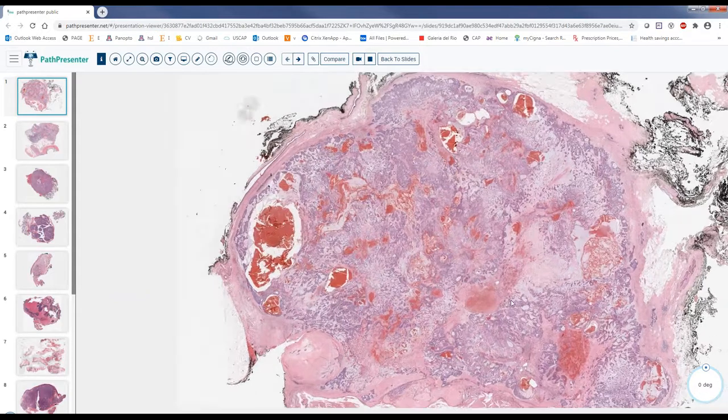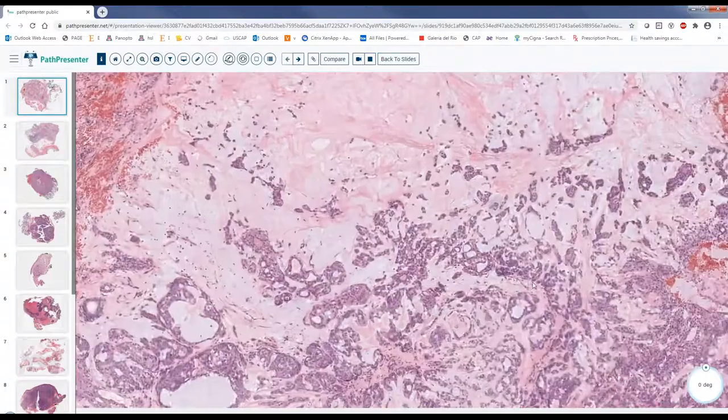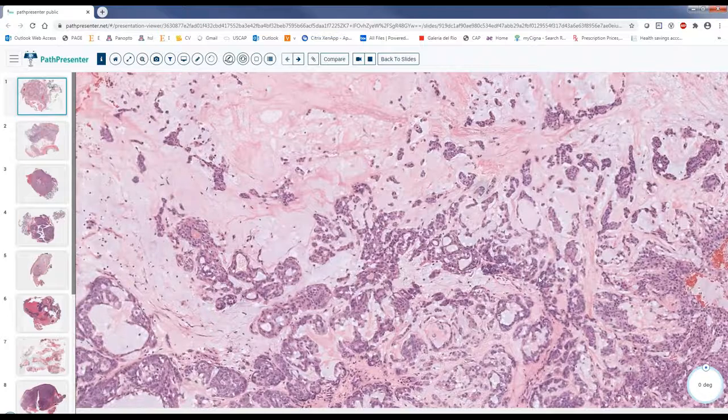That's fine. And when we go to high power, can somebody give us a buzzword for what's going on here? How would we like to describe this picture?